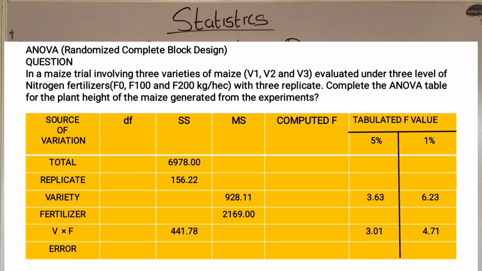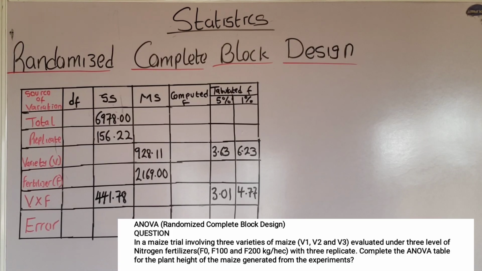In a maize trial involving three varieties of maize, V1 to V3, evaluated under 3 levels of nitrogen fertilizer: 0, 100, and 200 kg per hectare, with 3 replicates. Complete the ANOVA table for the plant height of the maize generated from the experiment. Now, we have the table on the board. We are asked to complete this table with respect to the parameters that we are given in the question.